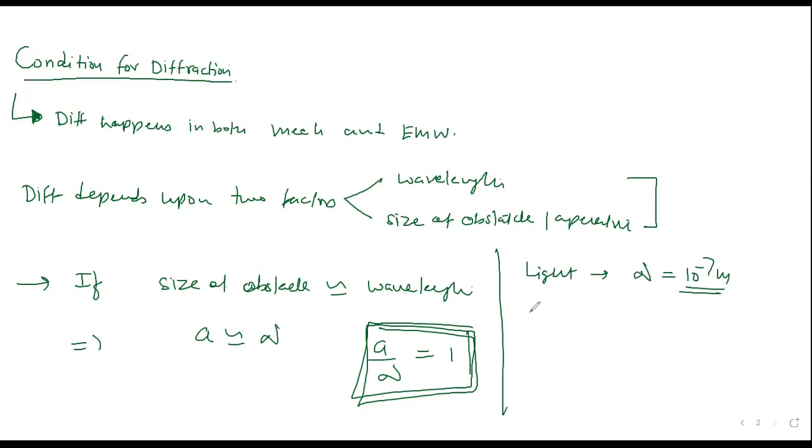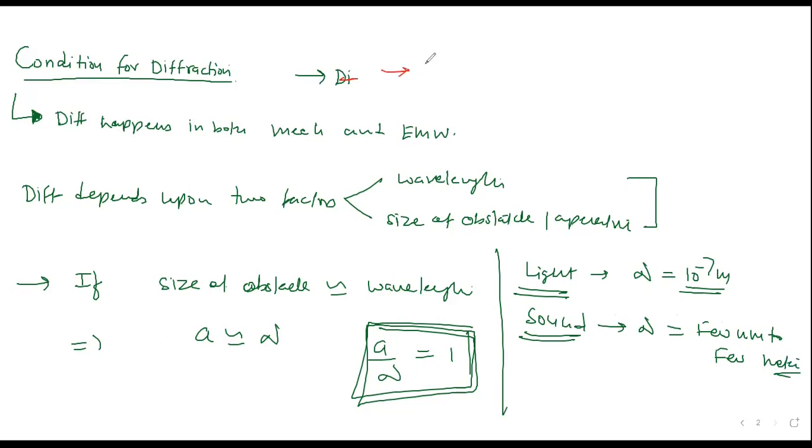But suppose you want to get diffraction of sound. The sound wavelength starts from a few millimeters to a few meters, like 10 meters, 15 meters, it could be. So you see the wavelength of sound is much bigger than light. So diffraction happens very easily in the case of sound. I'm writing a few points here. Let me change color so you see better. Listen carefully.